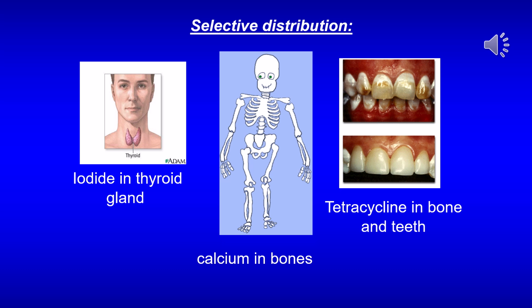Lastly, tetracycline tends to accumulate in bones and teeth, especially during growth periods, which can lead to discoloration due to its affinity for calcium-rich areas.